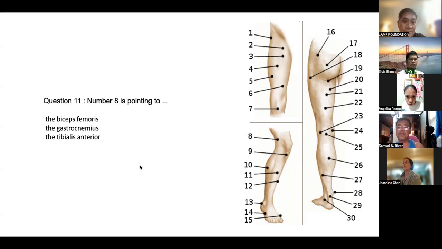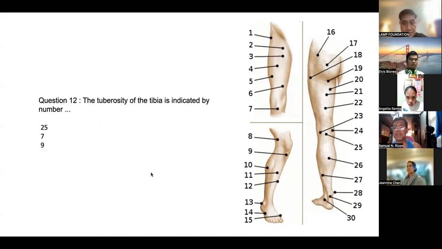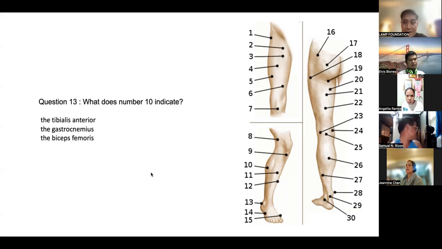Nawala ang sound. Number 8 is pointing to? Number 8 is pointing to biceps femoris. Okay. Tuberosity of the tibia is indicated by what number? Number 9, Doc. Great. What does number 10 indicate? Number 10 is gastrocnemius.